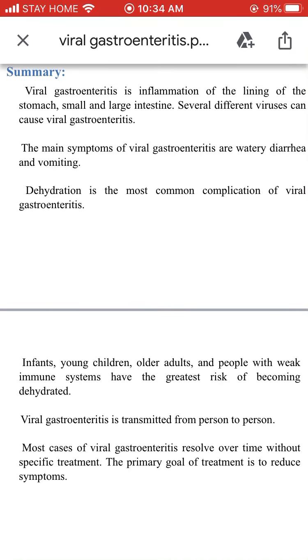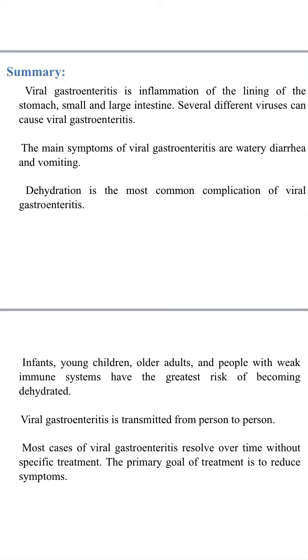Summary. Viral gastroenteritis is the inflammation of the lining of the stomach, small intestine, and large intestine. Several different viruses can cause viral gastroenteritis. The main symptoms of viral gastroenteritis are watery diarrhea and vomiting. Dehydration is considered the most common complication. Infants, young children, older adults, and people with weak immune systems have the greatest risk of becoming dehydrated.